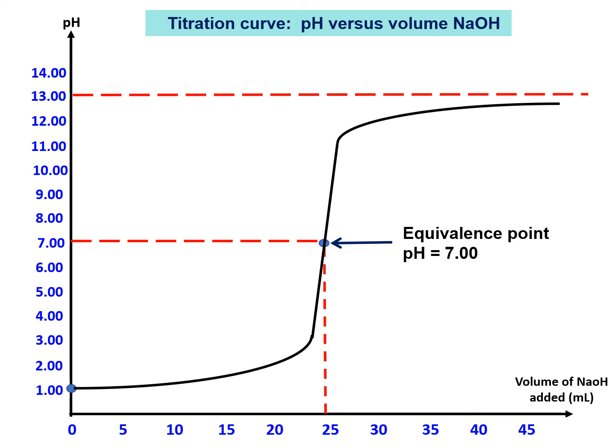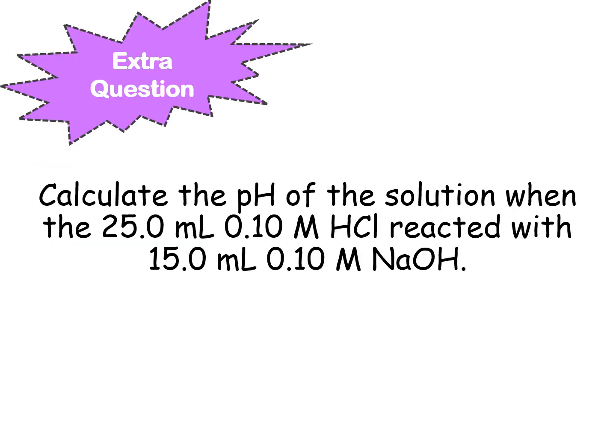Okay, now let's look at the next one. Okay, extra question kat sini. Basically your question number 2 lah. So dia kata, calculate the pH of the solution when the 25 ml of 0.1 molar HCl reacted with 15 ml of 0.1 molar sodium hydroxide.